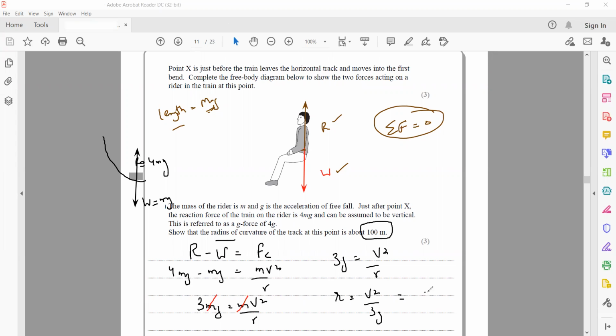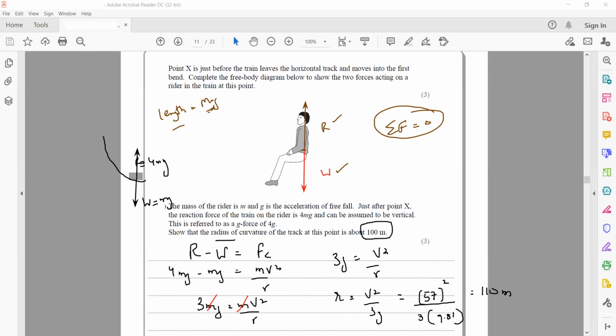V is the speed at which the train entered the track, that is 57 squared divided by 3, and acceleration is due to gravity, so 9.81. So when we substitute these values, we will get the radius of the curvature, which is about 110 meters. Is it clear, this question?